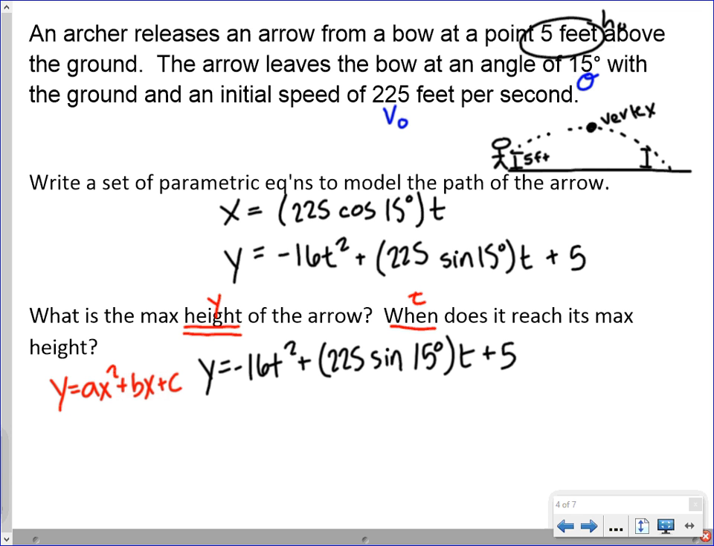So I'm going to let you brainstorm real quickly with your tables. Do you remember anything from y equals ax squared plus bx plus c that could be helpful? Think about a's, b's, and c's. Just throw out some ideas, talk about what they mean, and see what you can get.